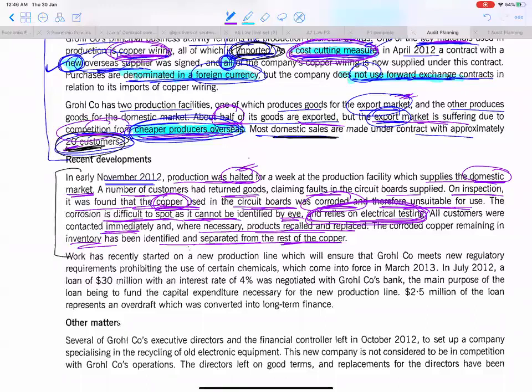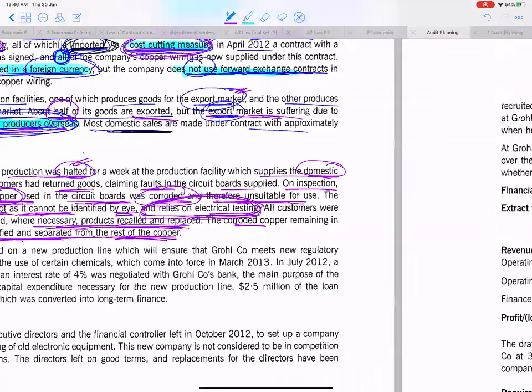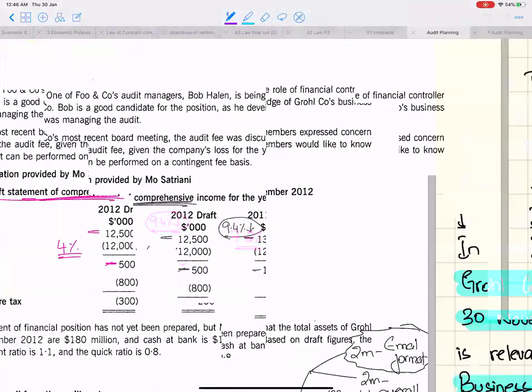All customers were contacted immediately, and where necessary, the products were recalled and replaced. The corroded copper remaining in the inventory has been identified and separated from the rest of the copper. So if the supplier will not accept his mistake, then Grahal has to face a loss.